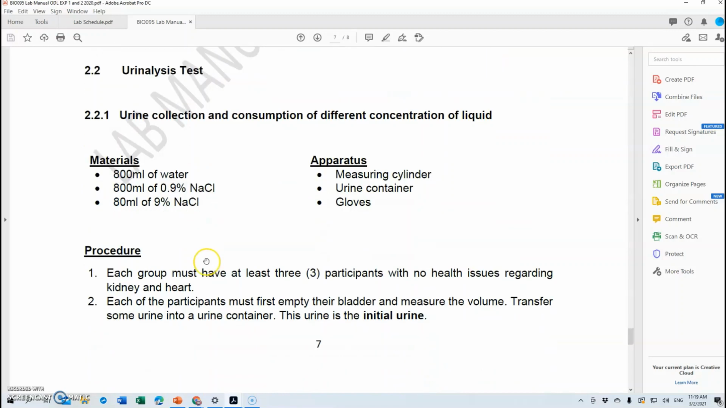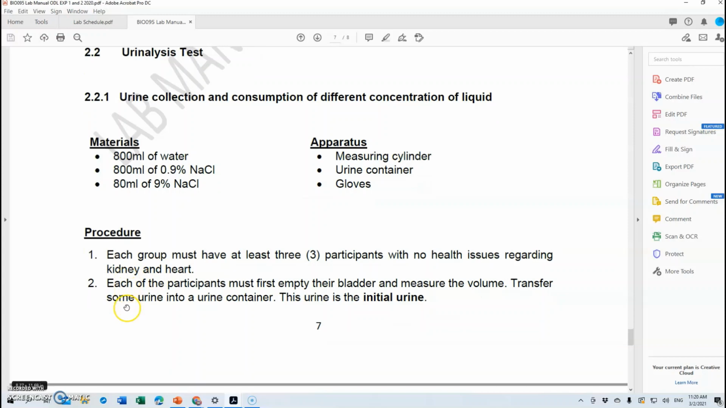So these are the procedures. Each group must have at least 3 participants with no health issues regarding kidney and heart. Each of the participants must first empty their bladder and measure the volume, and transfer some urine into a urine container. This is the initial urine, before you drink all the 3 solutions.